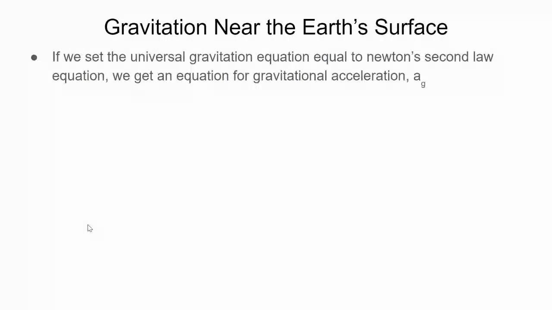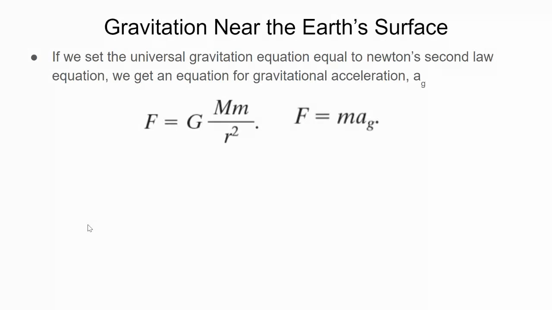So let's first talk about gravitation near the Earth's surface. If we set our universal gravitation equation equal to Newton's second law, which is force is equal to mass times acceleration, we get an equation for gravitational acceleration, which is a sub g in this case. From Newton's universal law of gravitation, force is equal to GMm over r squared. Here, big G is our gravitational constant. Big M is the mass of the Earth. Little m is the mass of any object that we're talking about on the Earth. And our r term is the distance from the center of the Earth to our object.